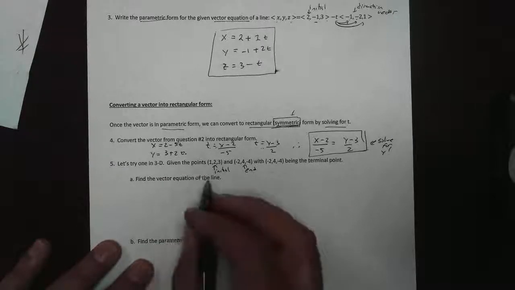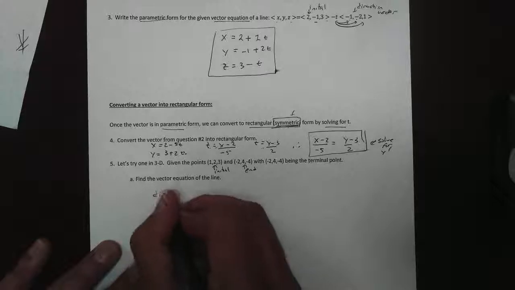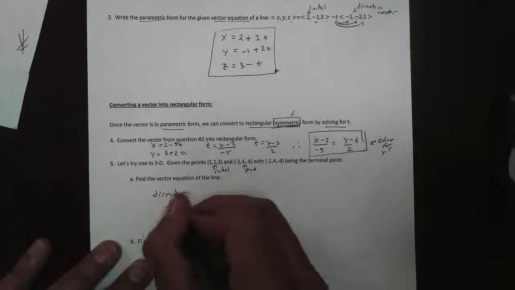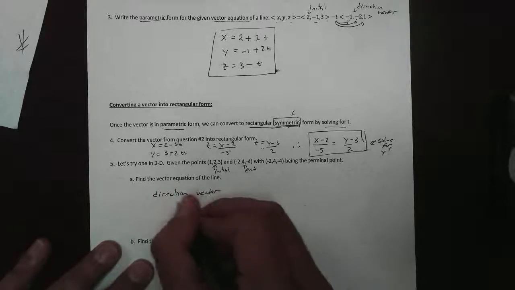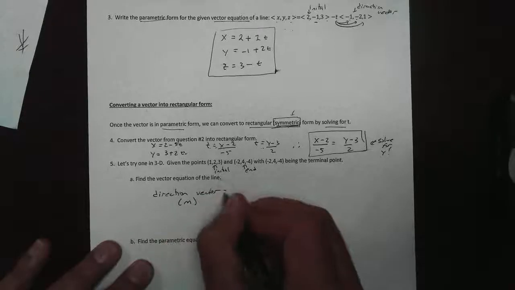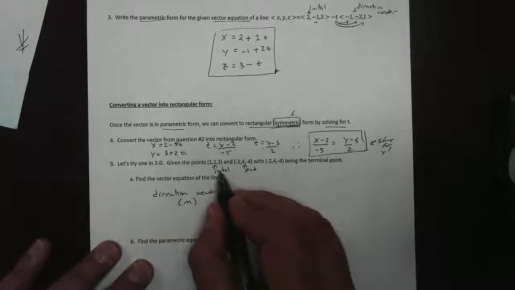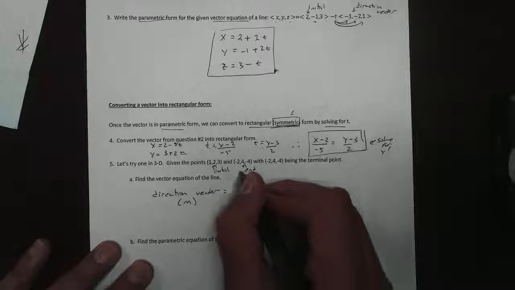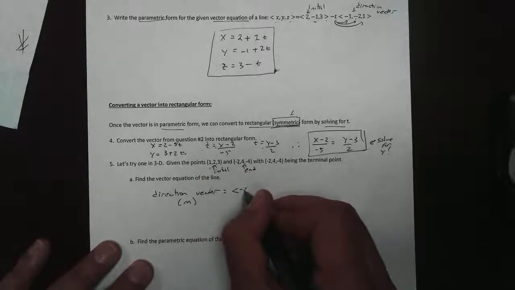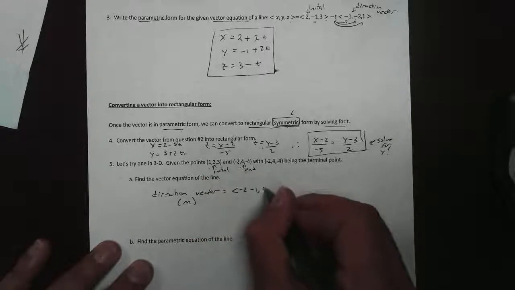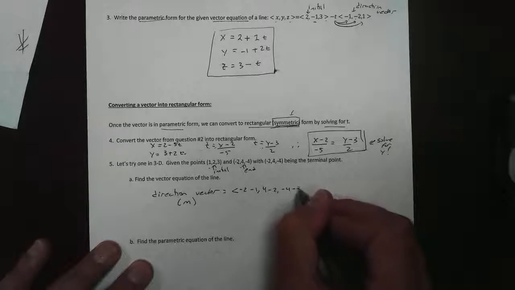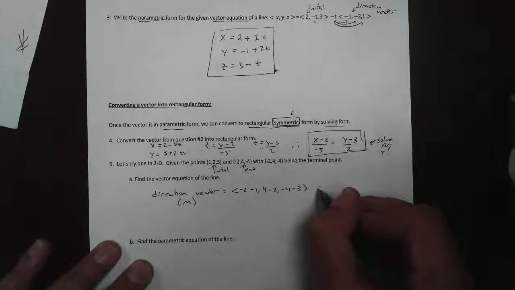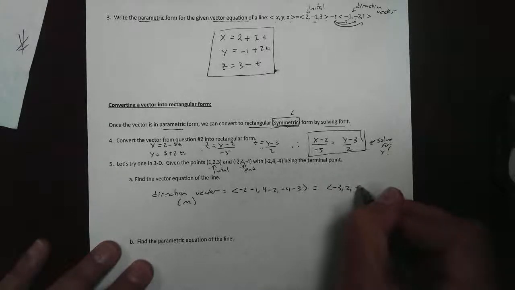Do this quickly. The first thing we need is our direction vector. That's our slope. Remember, that's our slope of our vector, and that's easy. It's just the end minus the initial. So if I think about that, that's just negative 2 minus 1, 4 minus 2, negative 4 minus 3. And that's going to give us negative 3, 2, negative 7.